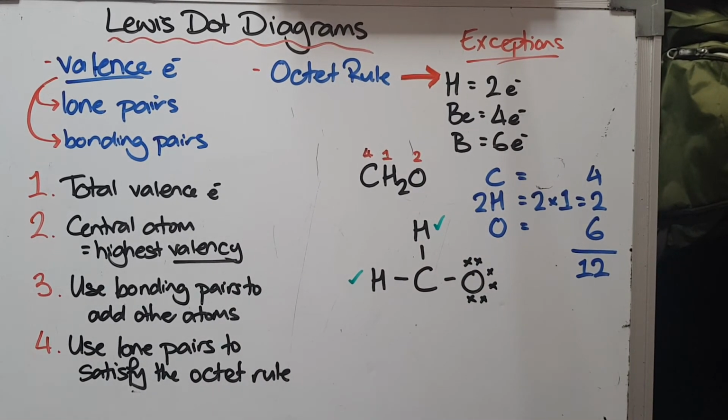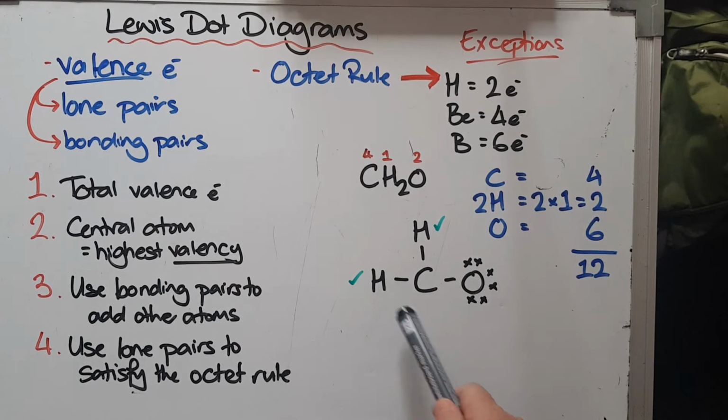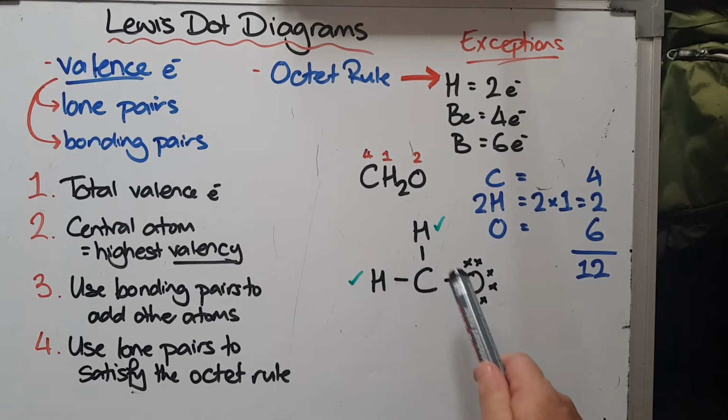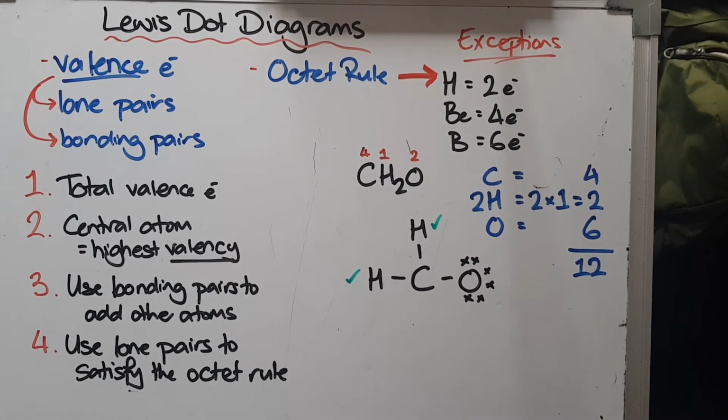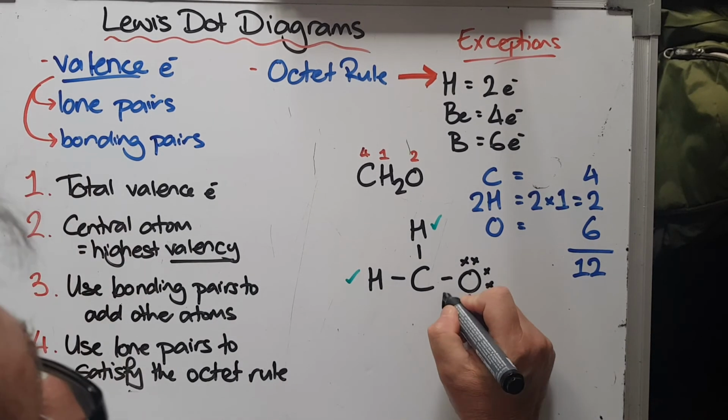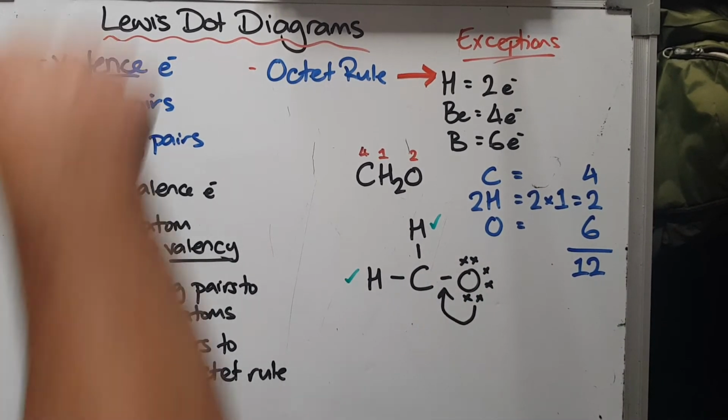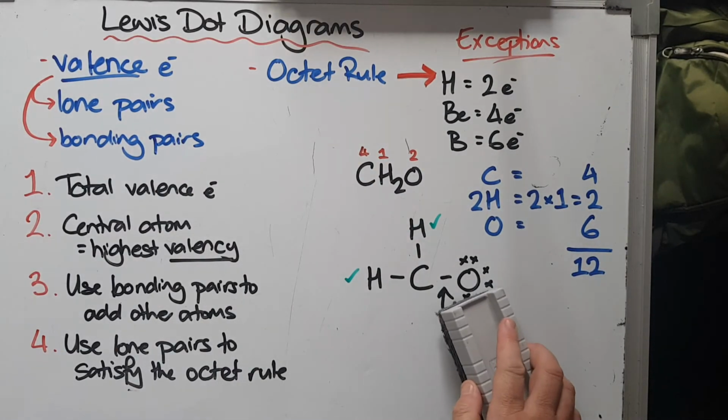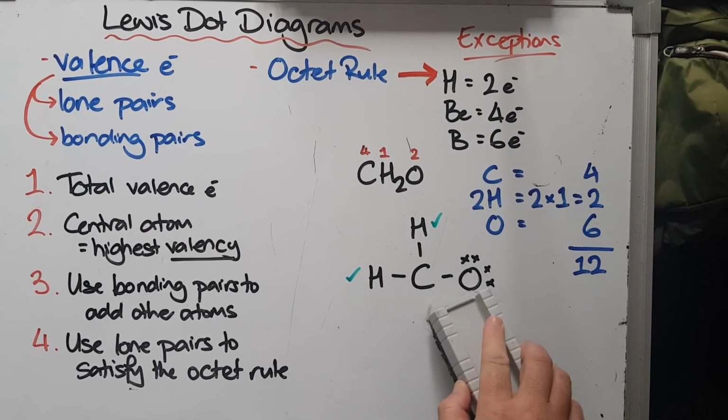And that looks pretty good until I check my carbon. It only has 2, 4, 6 electrons here. So what I'm going to do is move one of these lone pairs into the chemical bond. So I'm going to move these 2 into here, and it will create another bond.